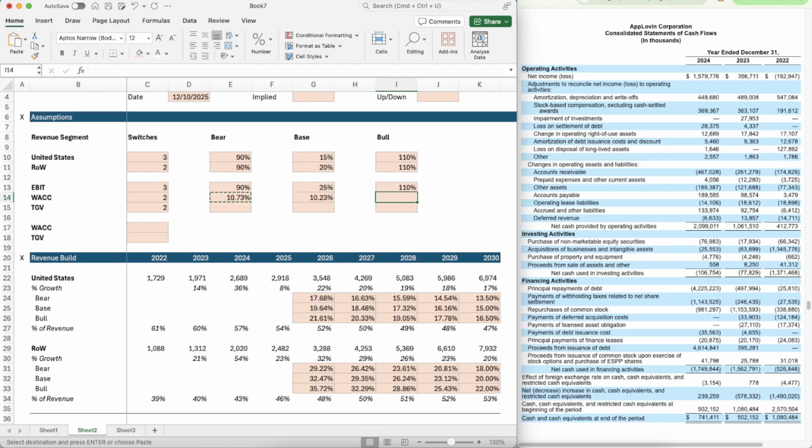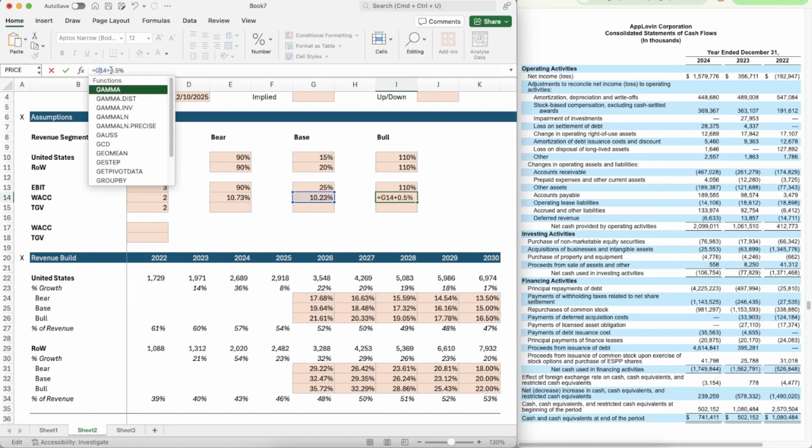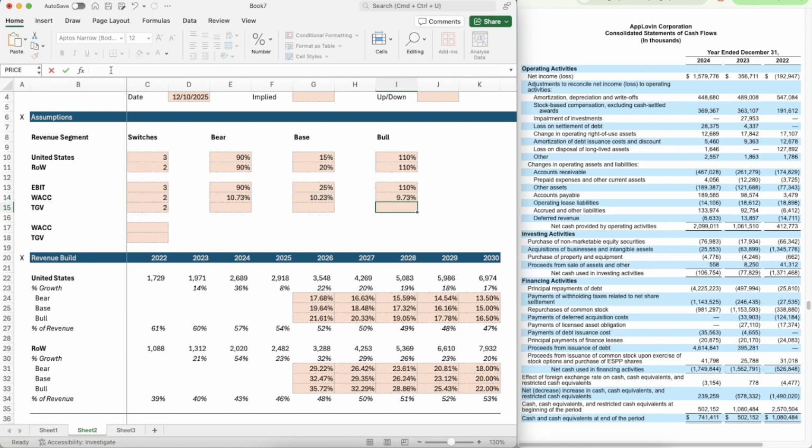We just copy that over here. We do, is it G14? And for the bull case, we subtracted because the lower the WACC, the less risky. And the terminal growth rate, I mean, it should probably be higher, but let's go with 2.5%. The bull case, we add 0.5%. For the bear, we take away, we make it lower.